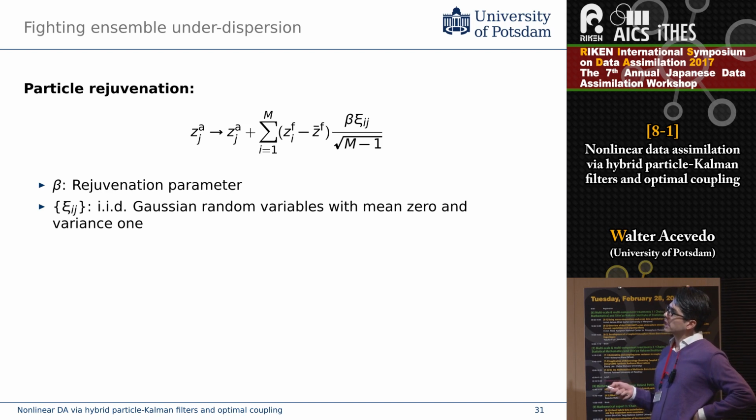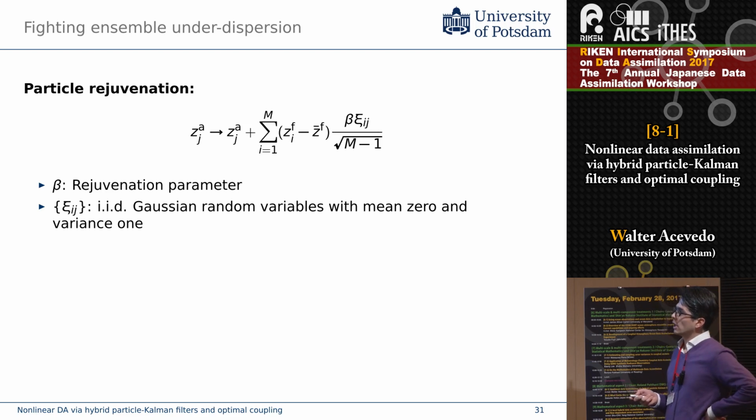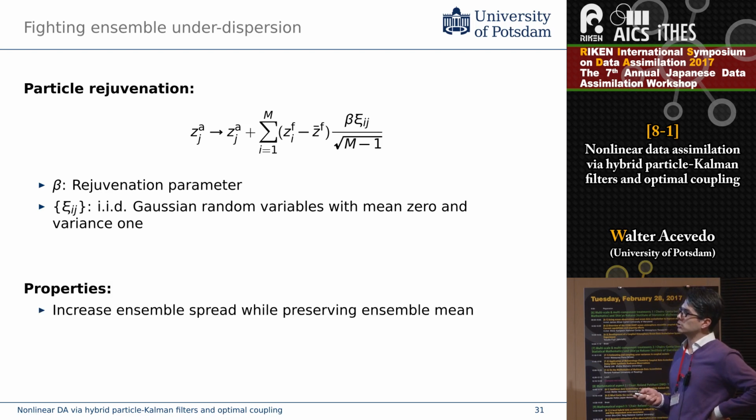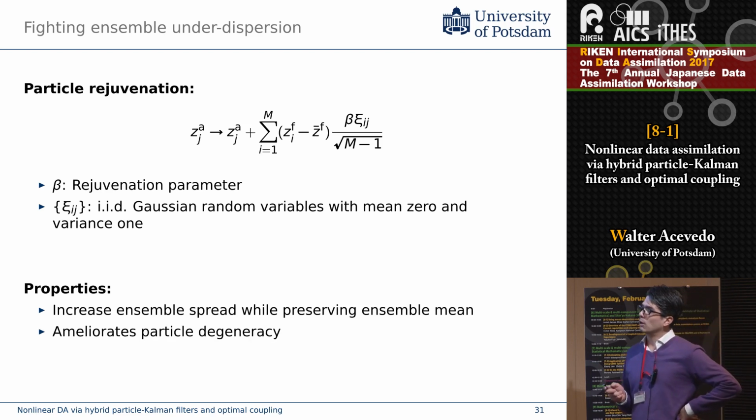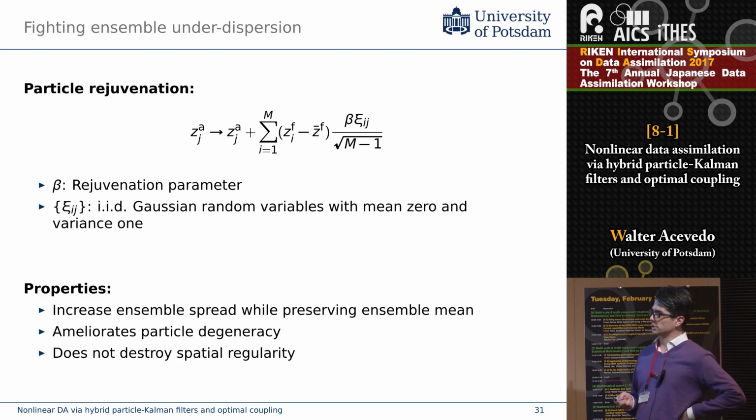It's very important to notice here that these random numbers depend only on the number of the particle, and because of that, they do not destroy the regularity of the fields. So the random numbers are different for different particles, but they don't depend on space. Good. So by doing this, we can increase the spread while preserving the mean, and we can strongly ameliorate the degeneracy of the particles, which is very important, of course, without destroying the regularity.